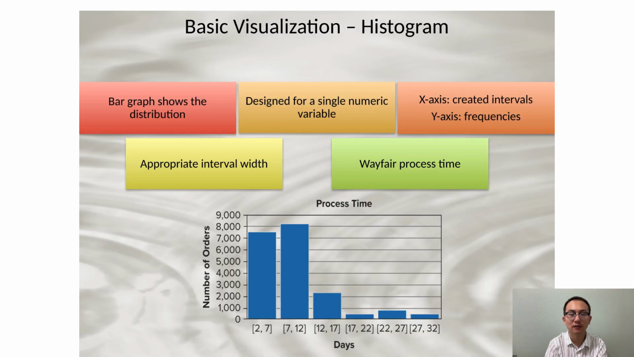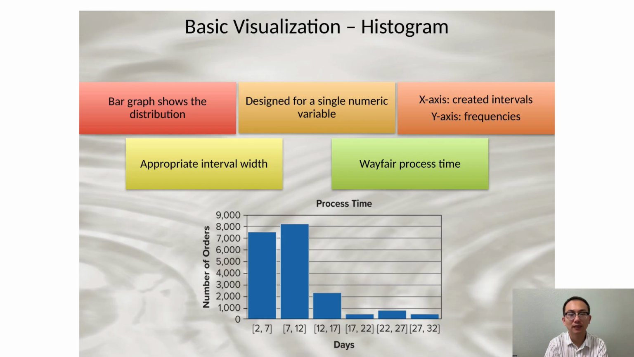Now, let's talk about the histogram, a very handy chart when you want to understand how your numeric data is distributed. A histogram looks like a bar chart, but it works a bit differently. Instead of showing categories, it shows how often values fall within certain ranges, which we call bins or intervals. Each bar in a histogram represents a range of values, for example, 0 to 2 days, 2 to 4 days, and so on. And the height of the bar tells you how many data points fall into that range. So the taller the bar, the more values it contains.